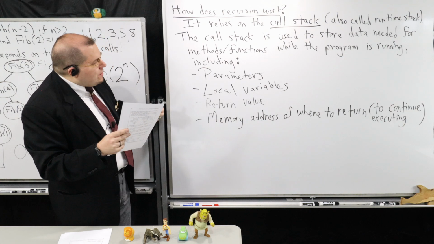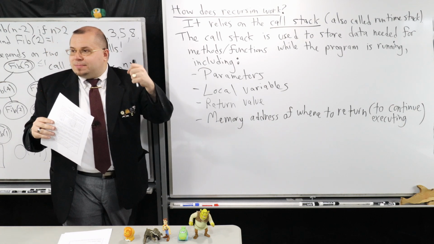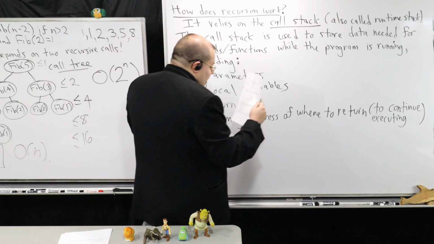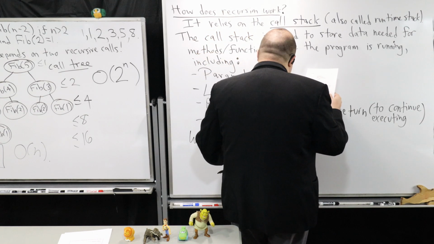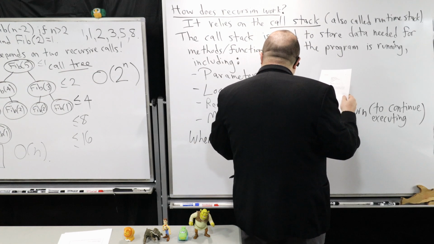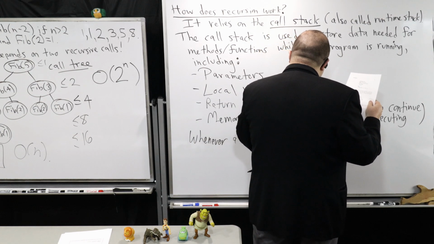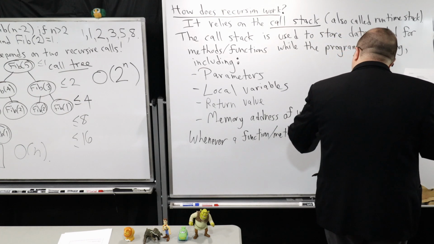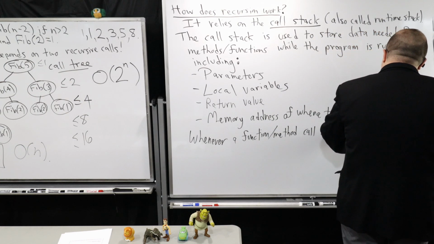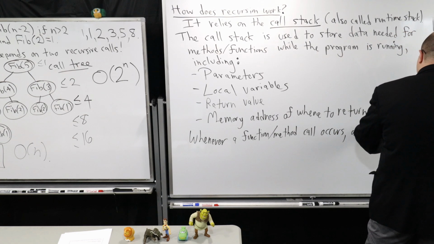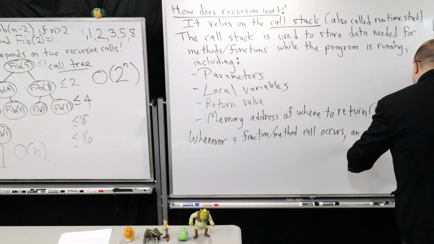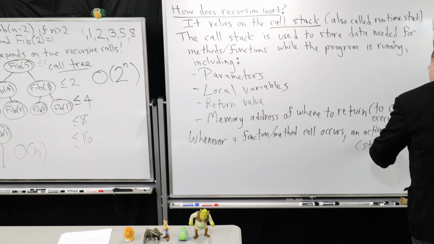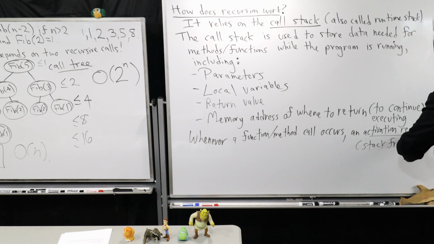The big thing for us is that every time you make a function call, it creates something called an activation record, which is sometimes called a stack frame or call frame. Whenever a function or method call occurs, an activation record is created, which naturally has several different names. Sometimes it's called a stack frame or call frame.